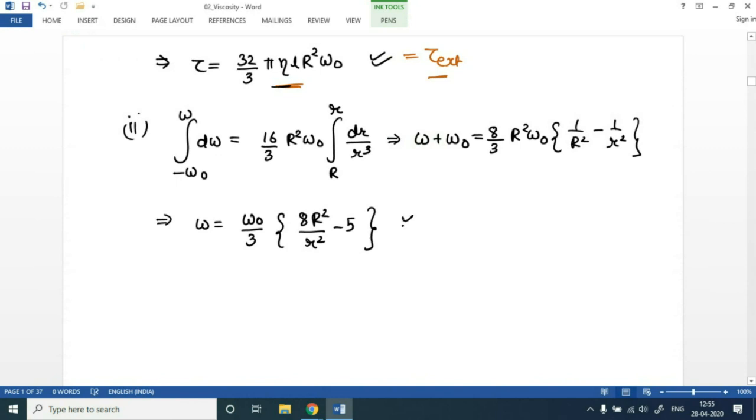So this is the value of omega as a function of r that we have got. In order to answer the third part, we were looking for the value of r such that omega is equal to 0. We can clearly see that 8r square by R square is equal to 5 over here. So that gives us r is equal to root 8 by 5 times capital R. So that is the answer for the third part.